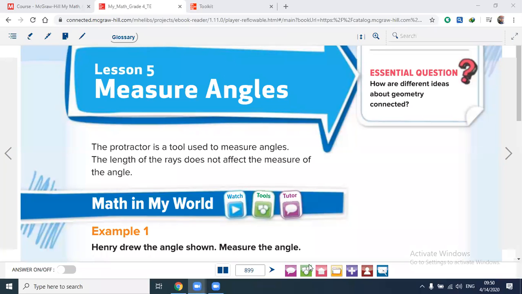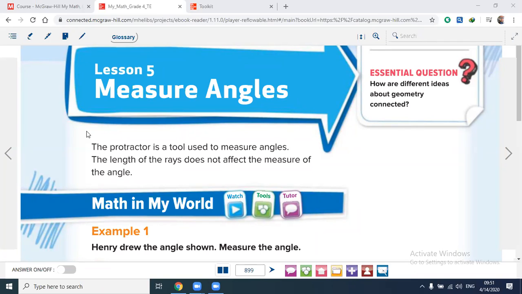Listen, please. Our lesson today is measuring angles. Measuring angles. The protractor is a tool used to measure angles.